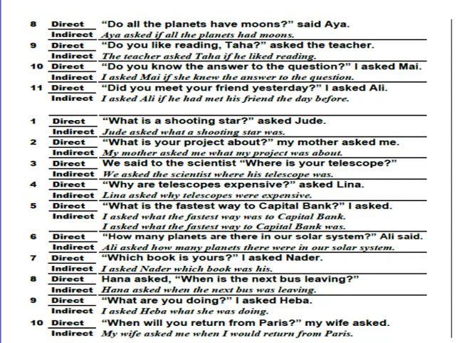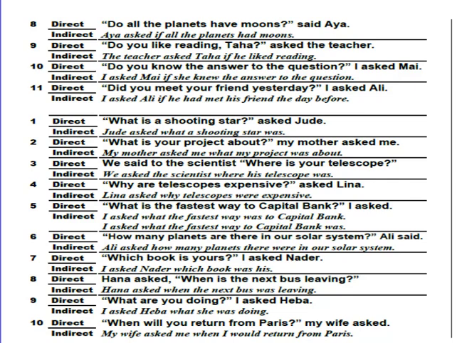Let's have some examples on the second type of questions, like, "What is a shooting star?" asked Judy. Judy asked what a shooting star was. "What is your project about?" My mother asked me what my project was about. Number 3, we said to the scientist, "Where is your telescope?" We asked the scientist where his telescope was.